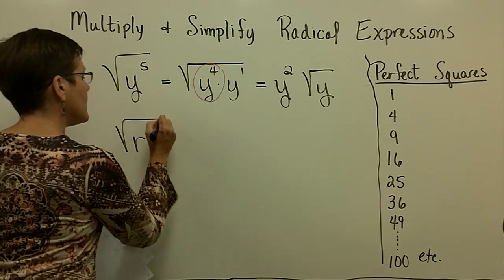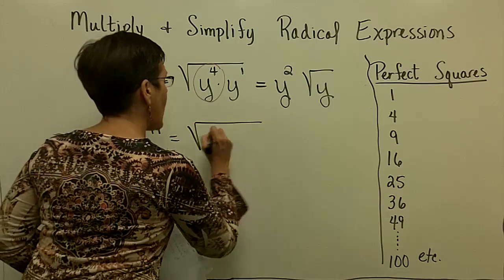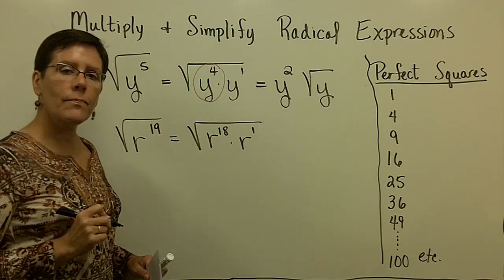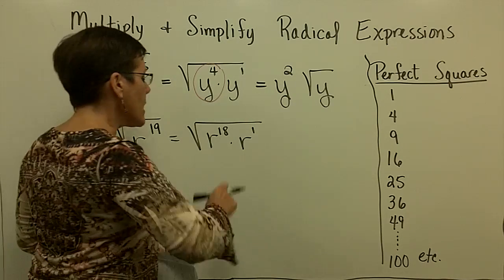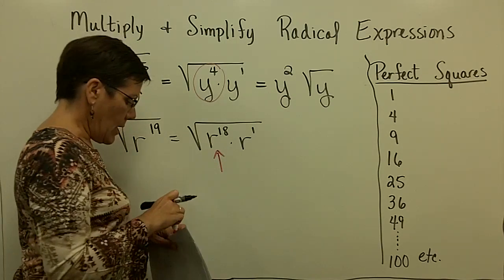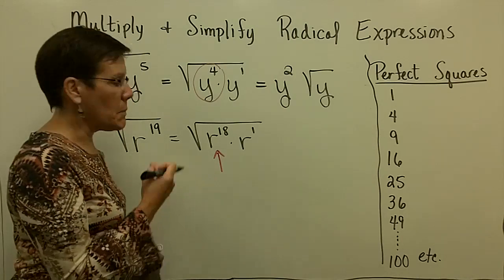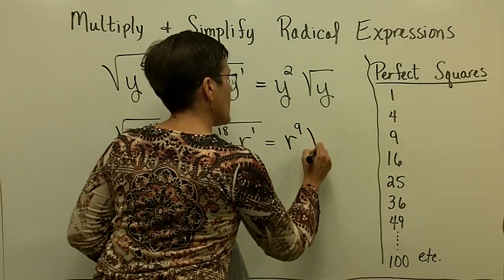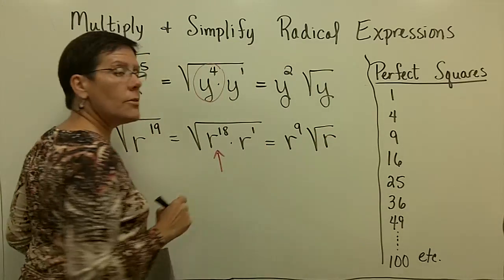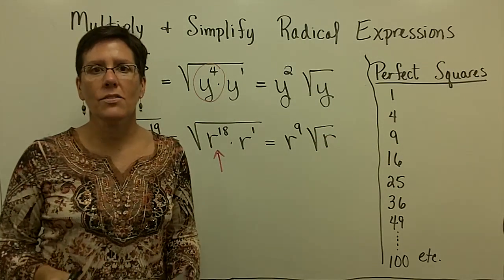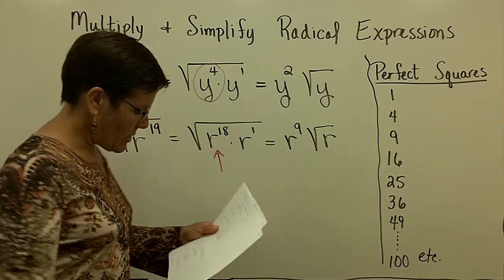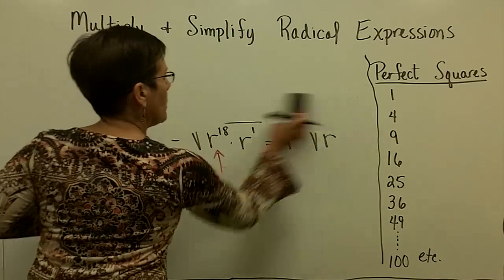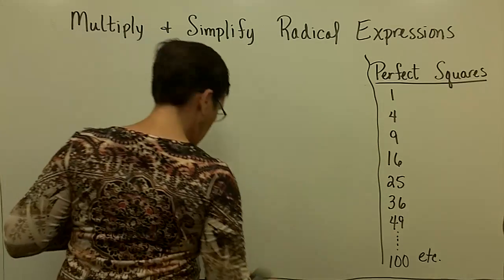So if I have a 19 here, just go 1 less than 19 in terms of breaking this apart. This factor can be simplified. It can be pulled out from under the radical. 18 divided by 2 is 9, and this r to the 1st, or just r, has to stay under the radical. Let's just try a couple more, and we'll break this segment apart one more time.